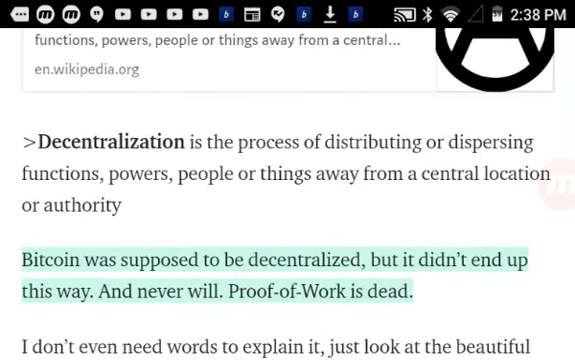And guys, today I want to talk about Bitcoin MYK. Is it decentralized? Is it trustless? Does it have adequate security?